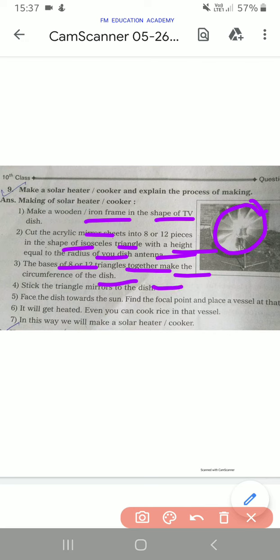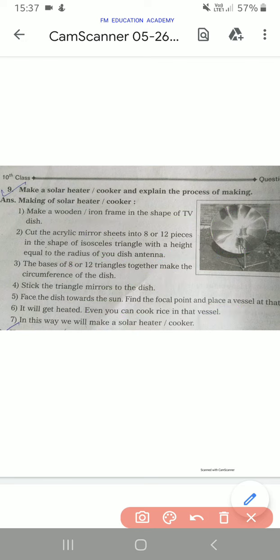Imagine and then write these points in your own words. Understand and write. Face the dish towards the sun. Find the focal point and place the vessel at that point. It will get heated. You can even cook rice in that vessel. In this way, we make a solar heater or cooker. So remember what is important here: the focal point is important, and you can see in this, right? This is how a solar heater or cooker is made.